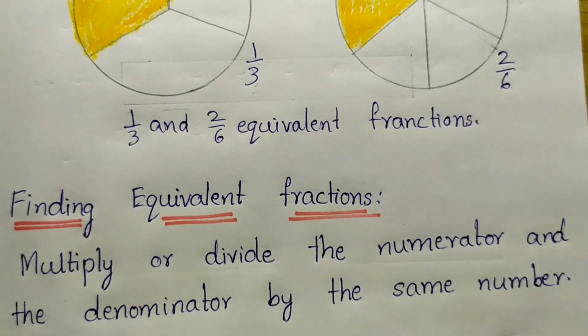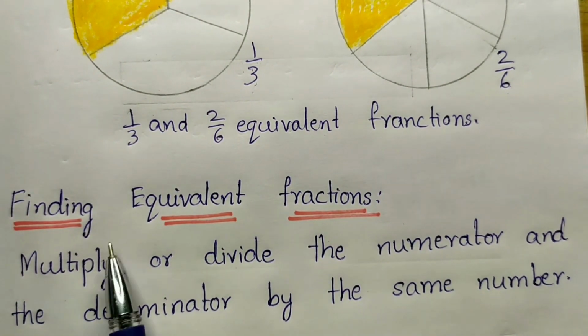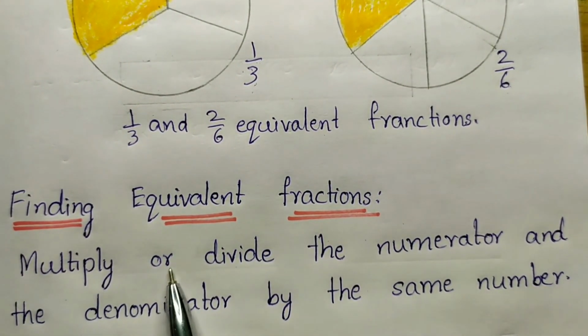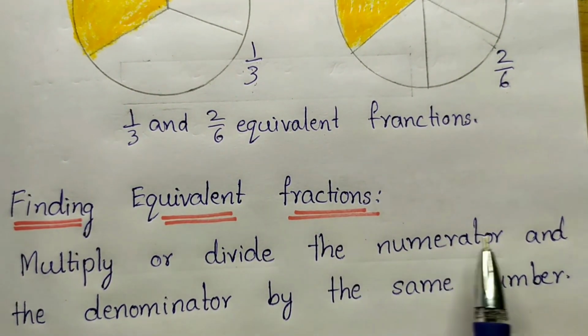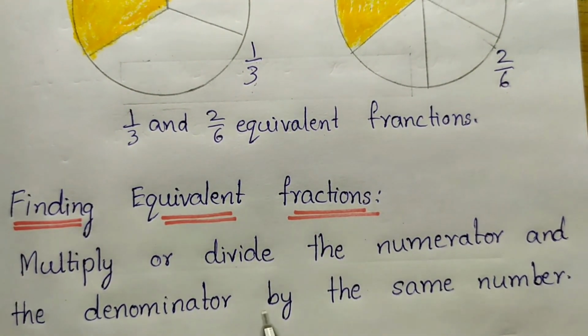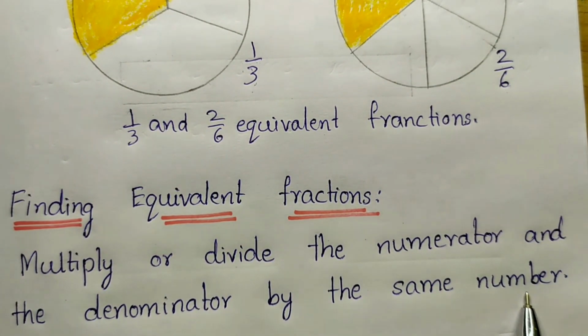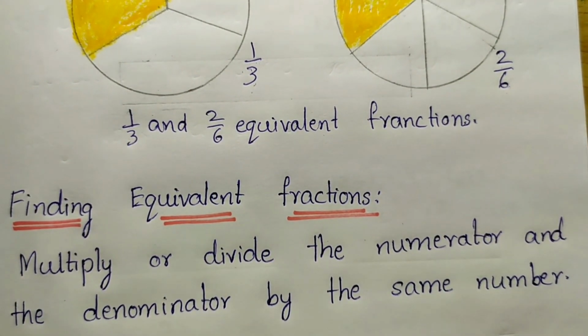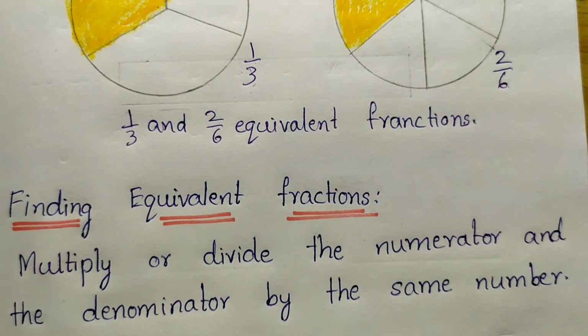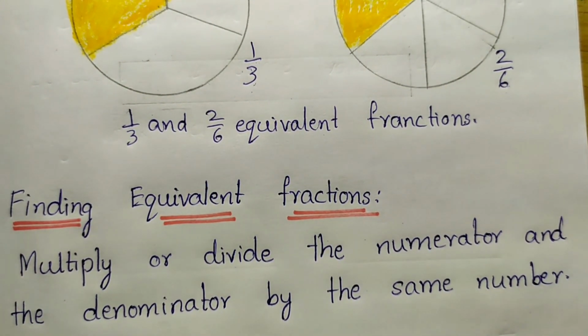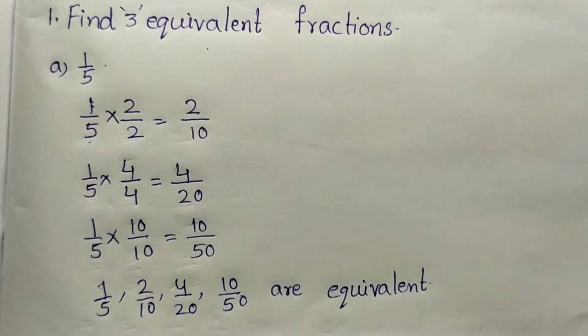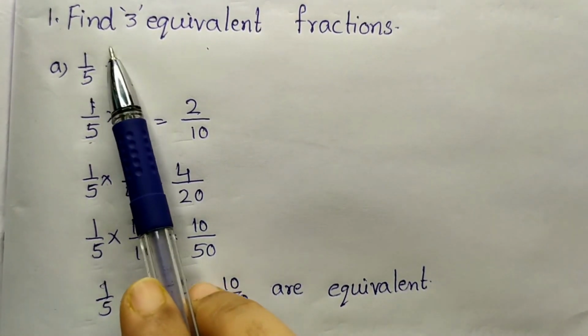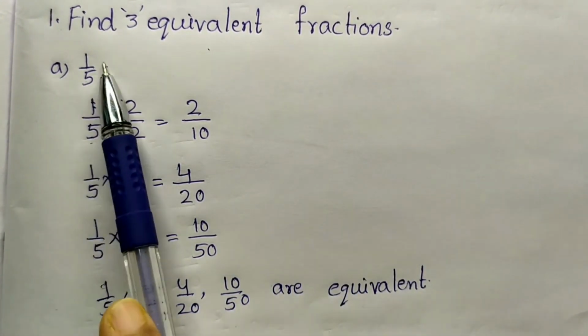Let's see how to find the equivalent fraction. To find equivalent fractions, multiply or divide the numerator and the denominator by the same number. So for finding equivalent fractions, we have to multiply or divide the numerator and the denominator by the same number. So we get equivalent fractions. Let's see some problems on how to find the equivalent fractions. Find three equivalent fractions for 1/5.